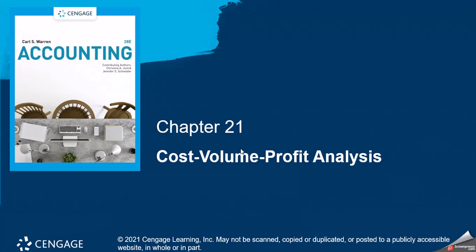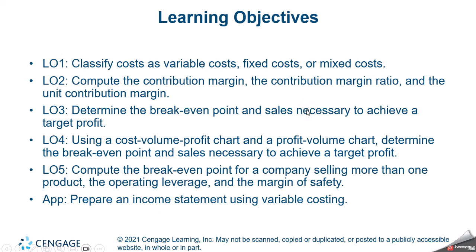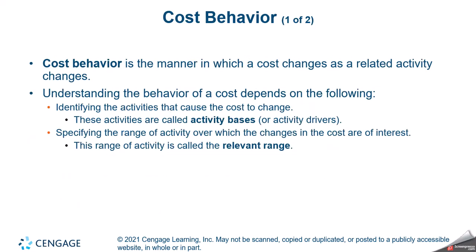Chapter 21, we will talk about cost, volume, profit analysis. So here are your learning objectives. Cost behavior is trying to explain how costs go up and down, and there are things that cause that change. So there could be activity bases that push the costs up or bring them down. And we always say the costs change within a relevant range.